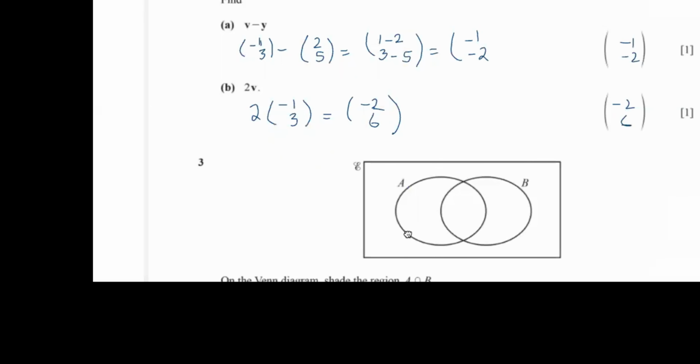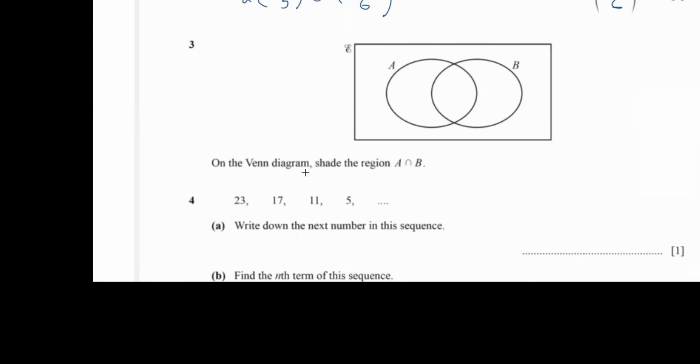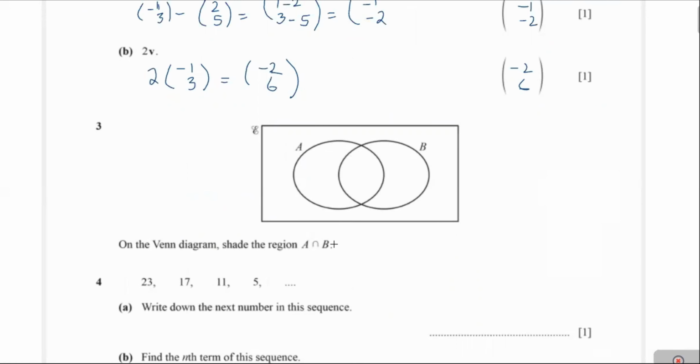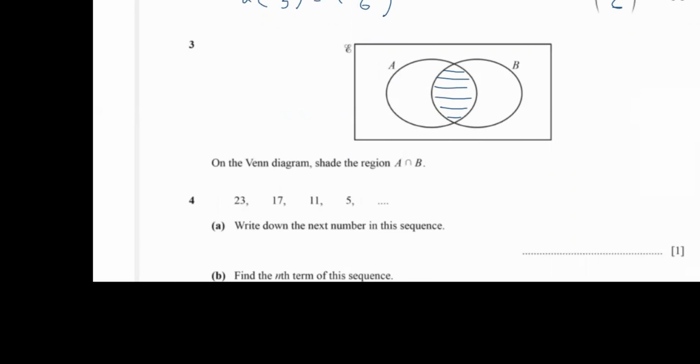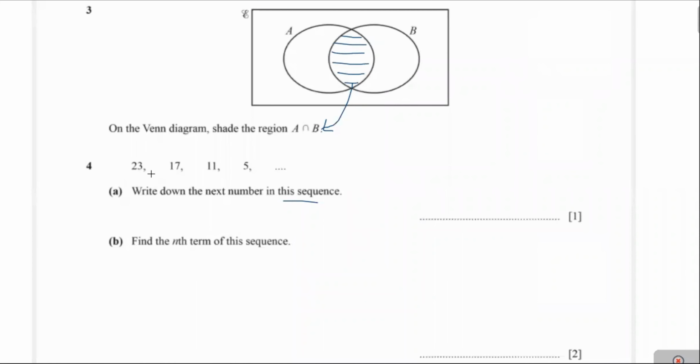Next is question number 3. On the Venn diagram, shade the region A intersection B. Now, A intersection B is the region which is common between A and B. You see here, this is the common region. Now we shade it. This is A intersection B.